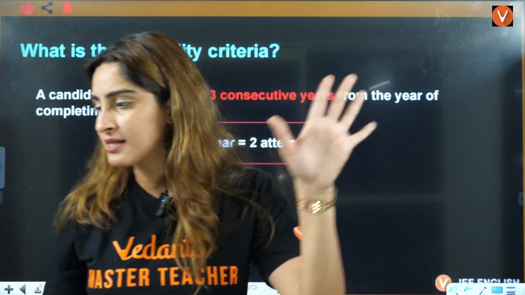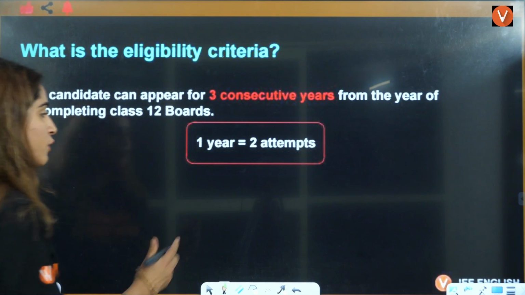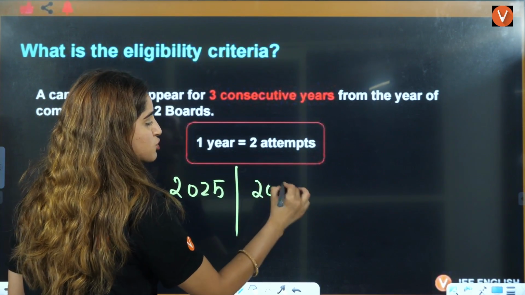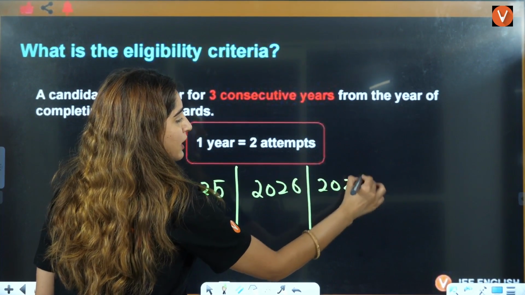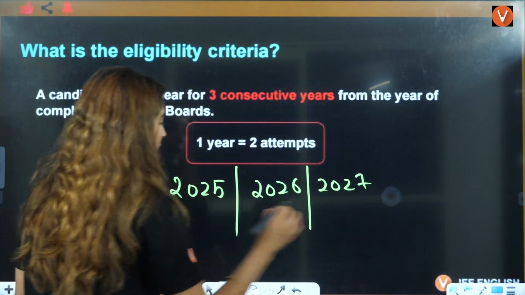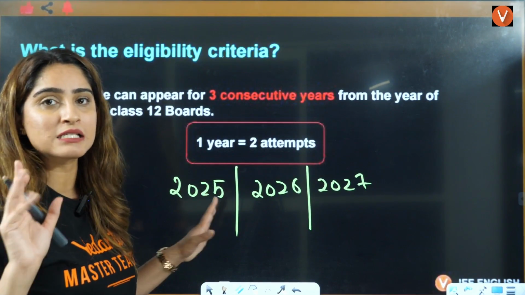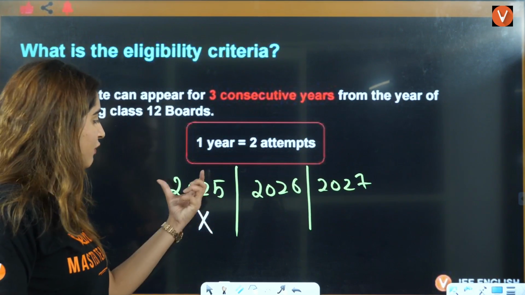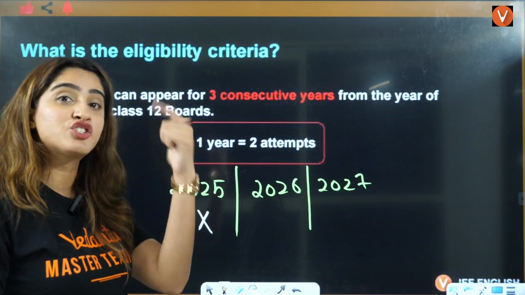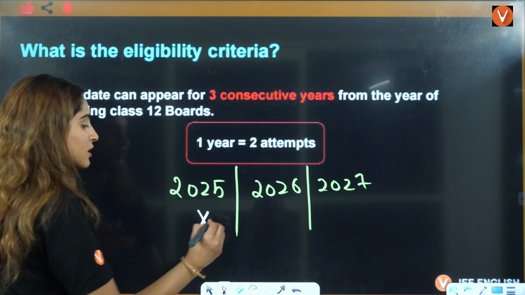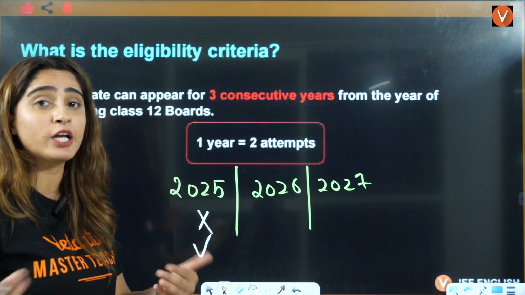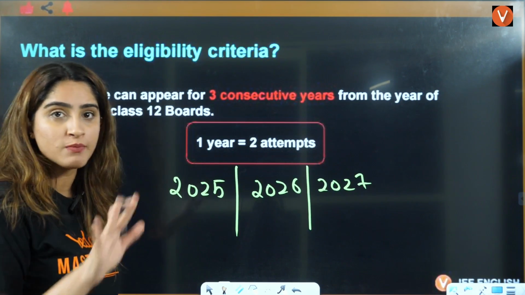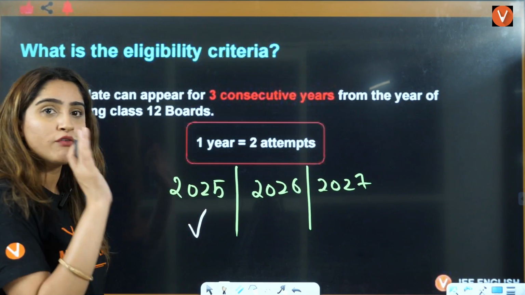Let's see this thing. Let's say I have completed 2025, that was my board. This is 2026, this is 2027, right? Some student has just done his class 12 and has not given any JEE exam. Then will this be considered in the JEE attempt? Yes, it will be considered as your JEE attempt. It's your fault that you have not given the exam, but that will be considered. Whether you have given it or not doesn't matter. That will be considered as the first attempt.